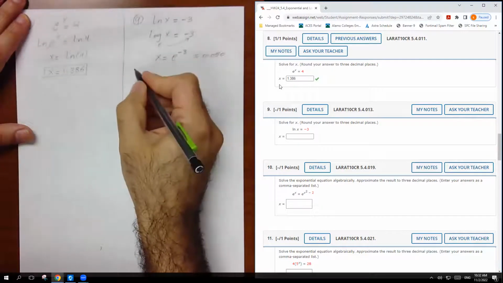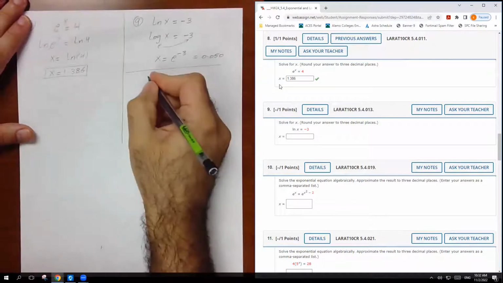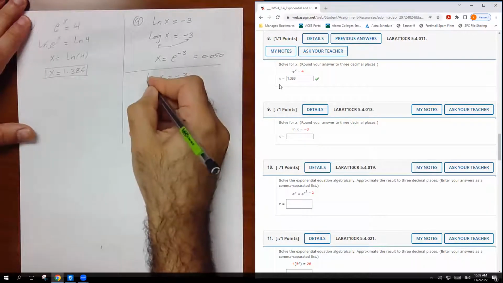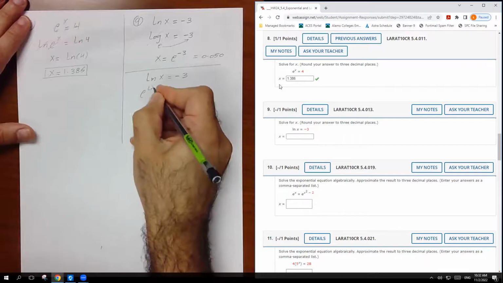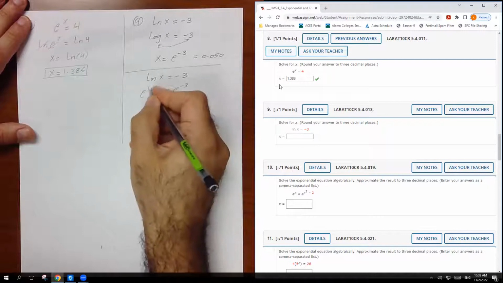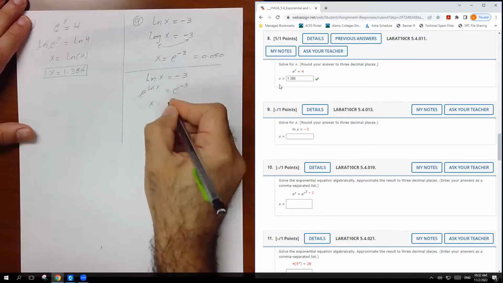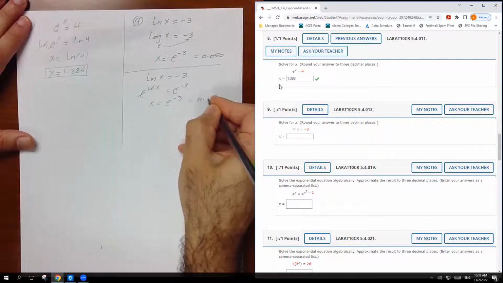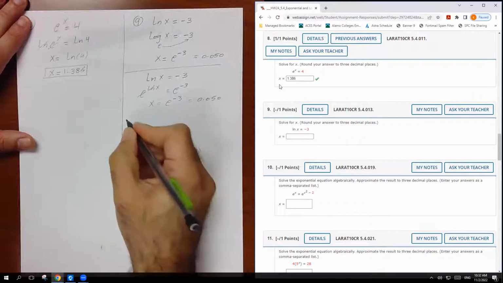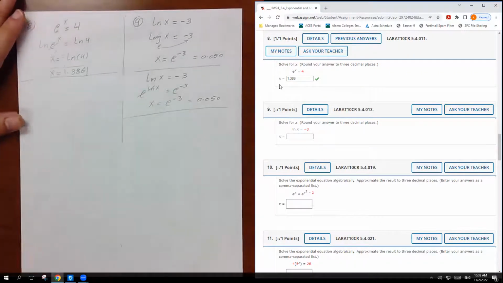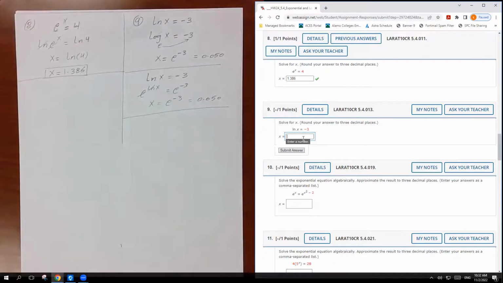Or you can use the second method here: if you have ln x equals -3, let's take the exponential of both sides. Cancel here. So x is going to be equal, also, to e to the -3, which is equal to the same result, 0.050. Both are going to be right. So here we're going to plug in 0.050.